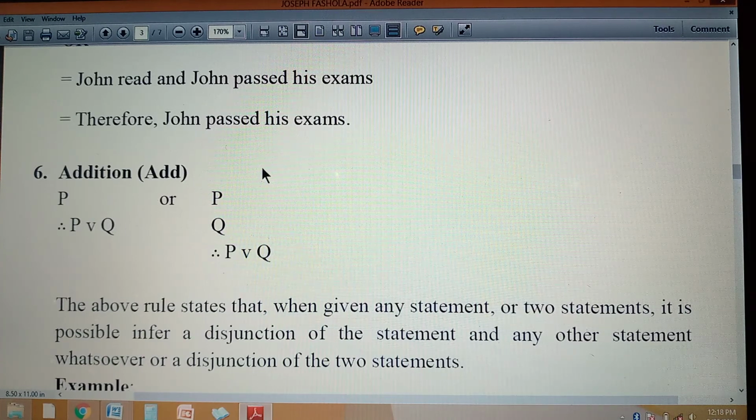And also, you can have two statements in an argument, and then you can bring them together with the aid of addition. If you have P and there is Q anywhere in the argument, you can bring Q to P, and then you have addition. But mind you, your conclusion must be a disjunction in terms of addition. So you have P, therefore P wedge Q. Or you have P, you have Q, and then you say therefore P wedge Q.